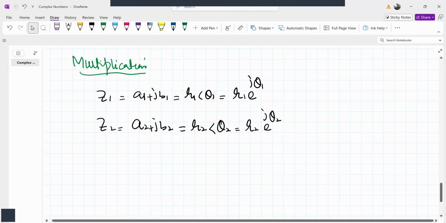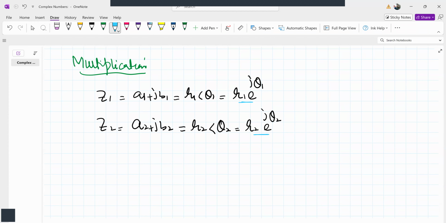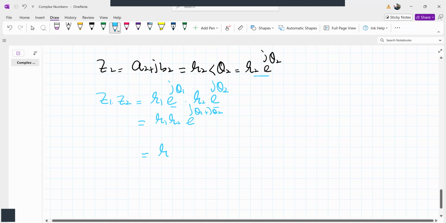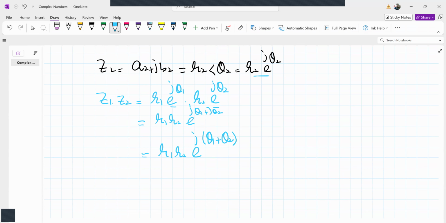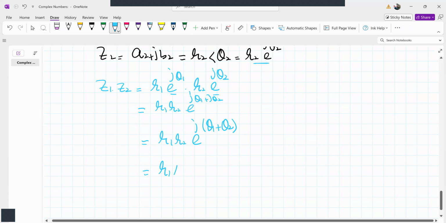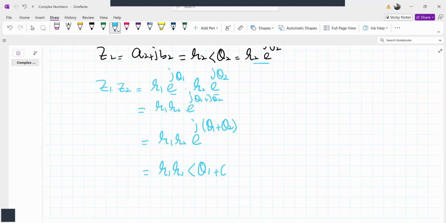Okay, so multiplication becomes very easy in polar form or Euler form. For example, we have to perform z1 multiplied by z2. Now, if we use the Euler's form, we'll write r1 e to the power of j theta1 multiplied by r2 e to the power of j theta2. Now, r1 multiplied by r2 is r1 r2. Bases are same, powers will get added. So e to the power of j theta1 plus j theta2. We can write this as r1 r2 e to the power of j (theta1 plus theta2), which can be written in the polar form as r1 r2 at an angle of theta1 plus theta2.